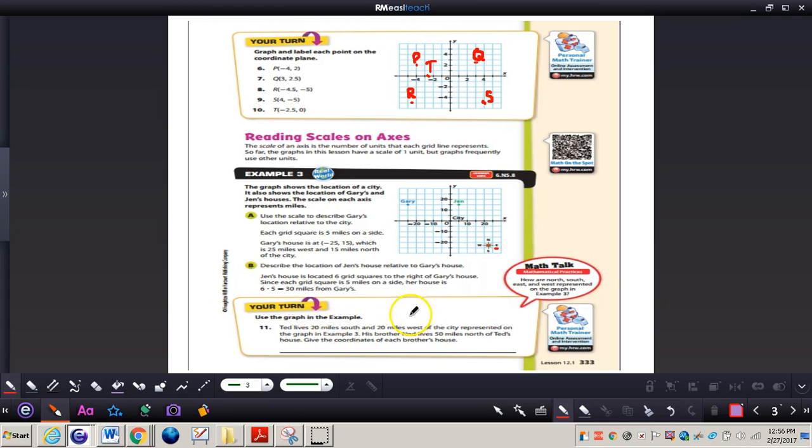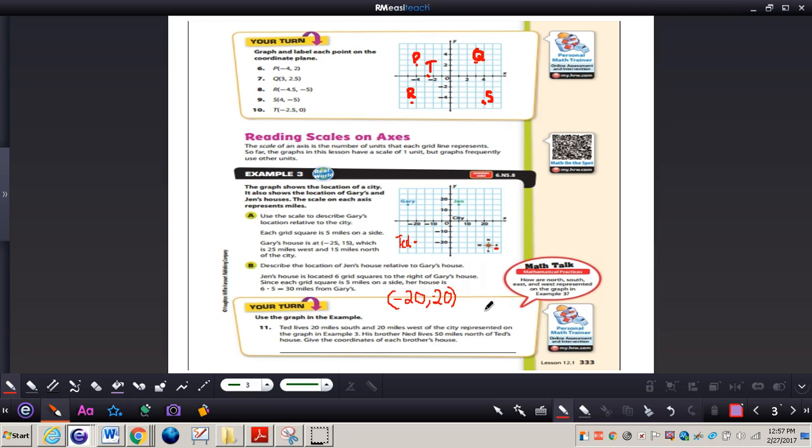So we can see 20 miles south, which would be the distance you would travel on the axis. Since that's south, it would be -20. And then 20 miles west, that would be another -20 to the west. You can just plot the point right there where Ted lives. So -20 since it's south, and also -20 since it's west as well. So the point is -20, -20.